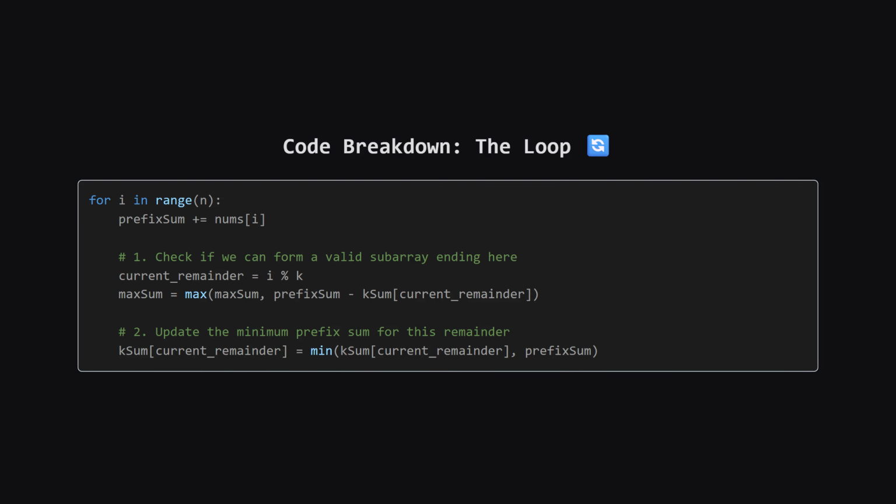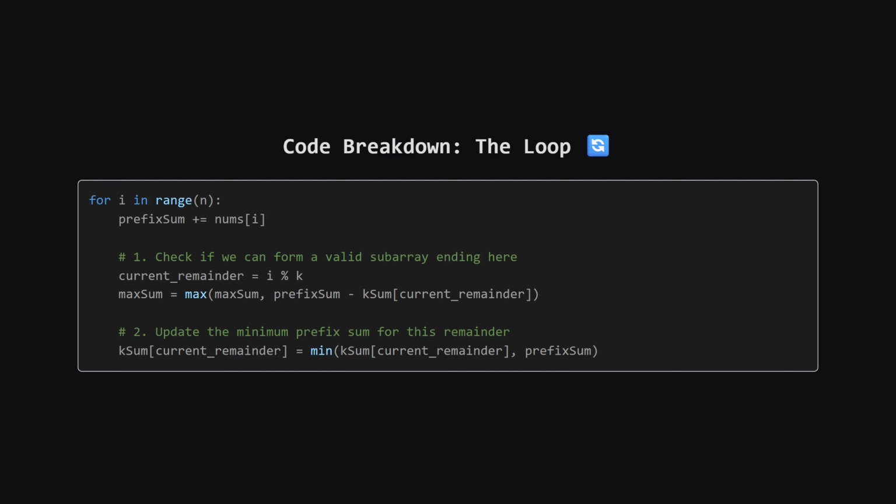Now for the main loop. For every number in our list, we add it to our prefix sum. Then, we calculate the remainder of our current index. Let's call it current remainder. Step 1 is to check for a max sum. We look into our ksum tracker at the current remainder slot. If there's a value there, it means we saw a previous index with the same remainder. Subtracting that previous sum from our current sum gives us a valid subarray sum. We update our max sum if this result is better.